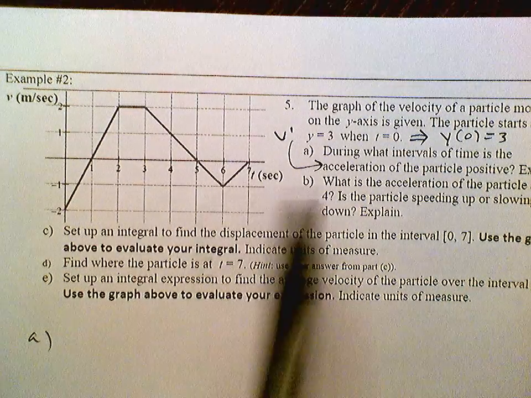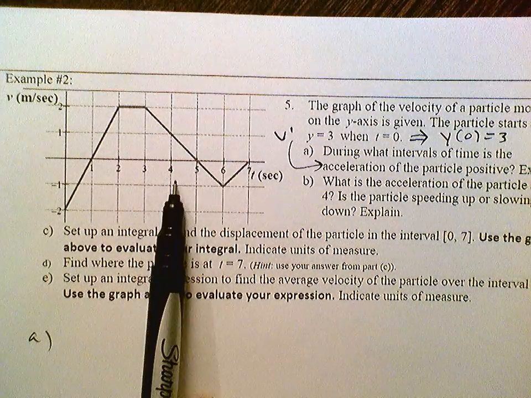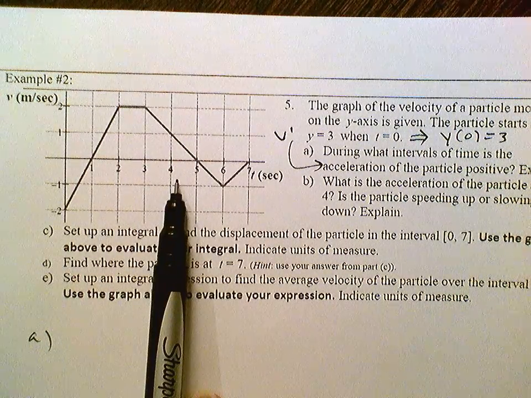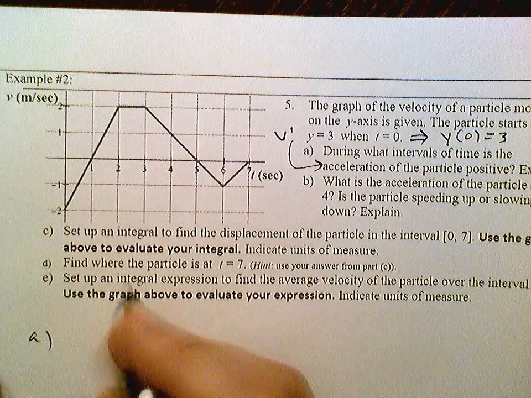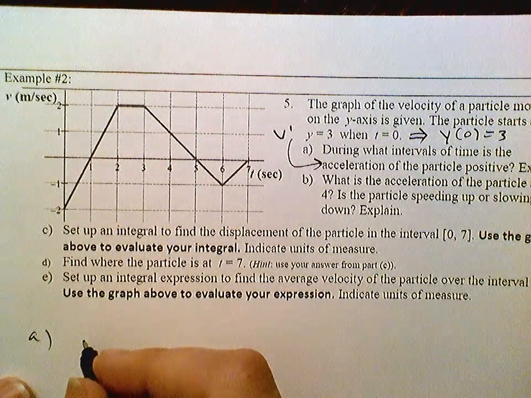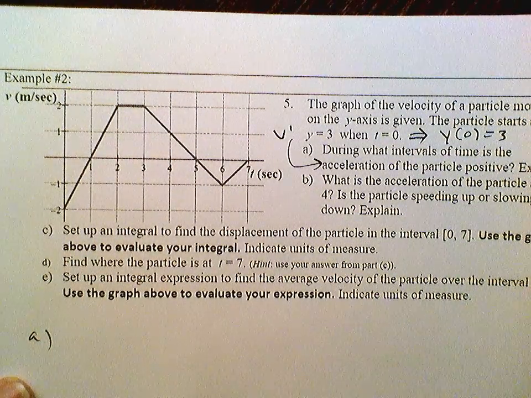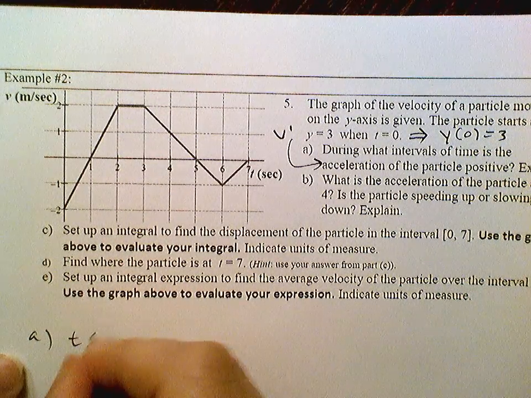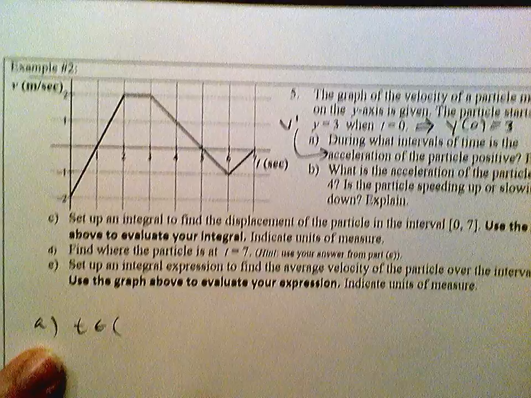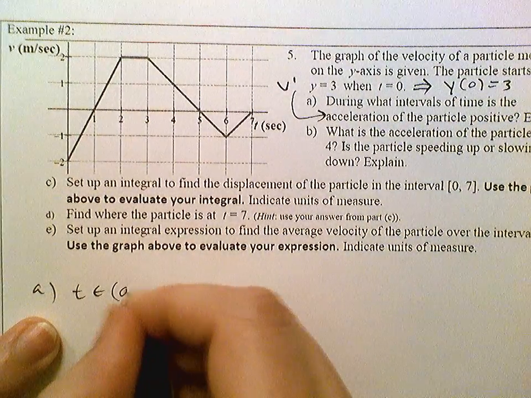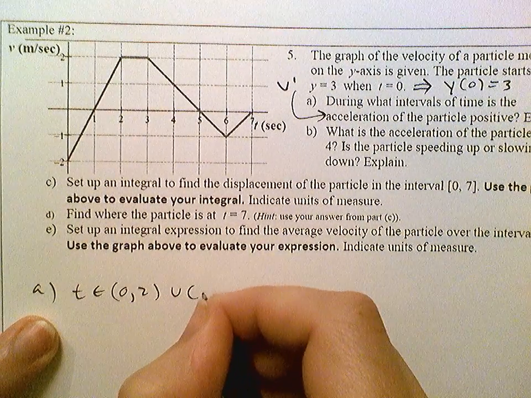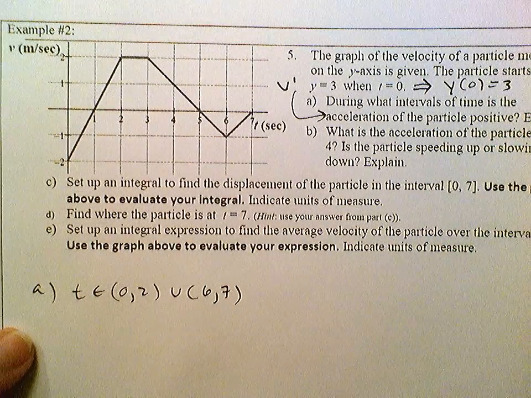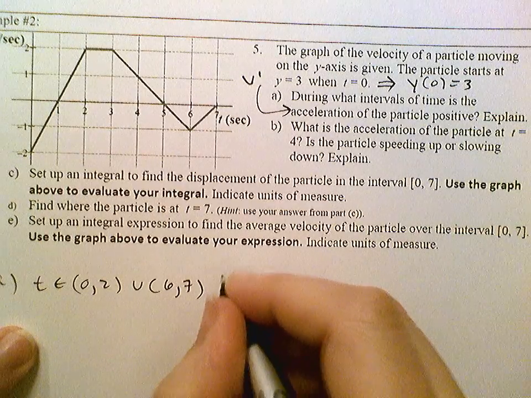Okay, so the acceleration is the derivative of this. So when is the derivative of this positive? It's going to be, let me see, for these times: t for the times 0 to 2 union 6 to 7. And if I were you, I would pause it right here and try to think about why. Okay, so that'd be a good exercise.